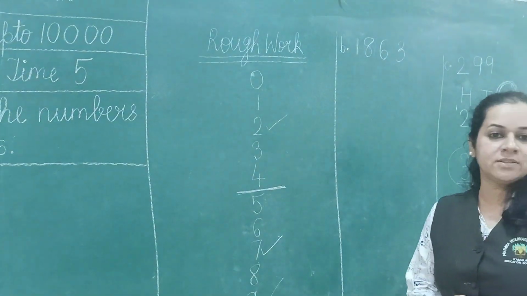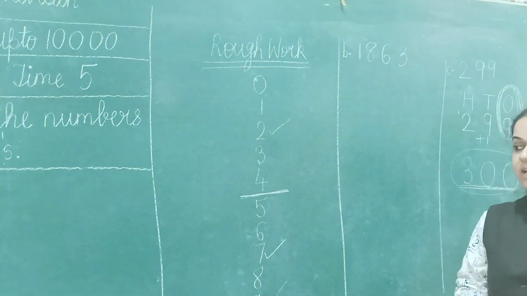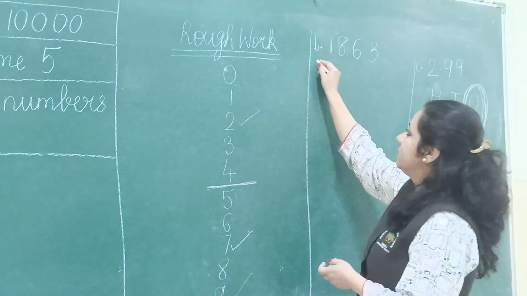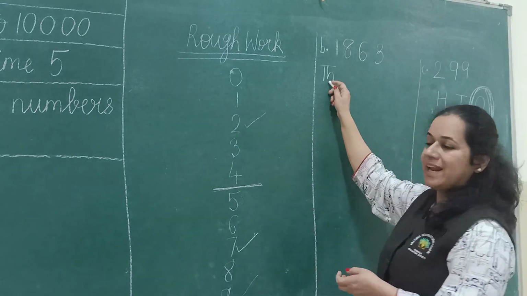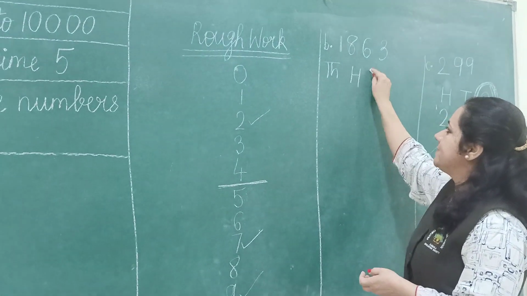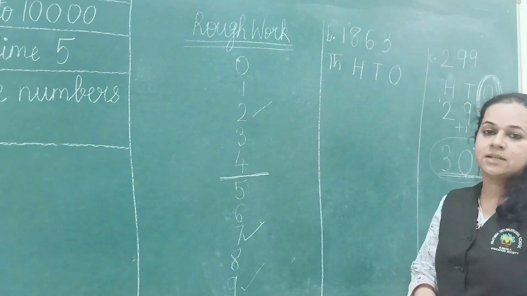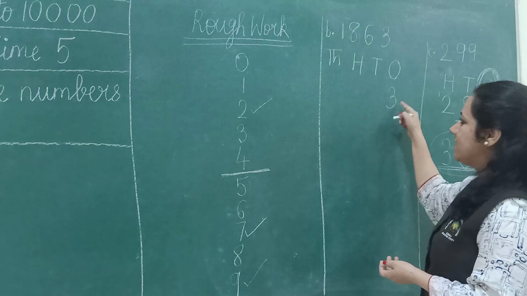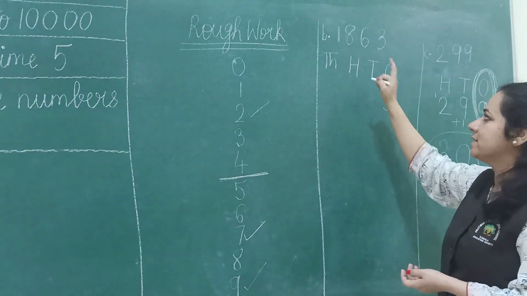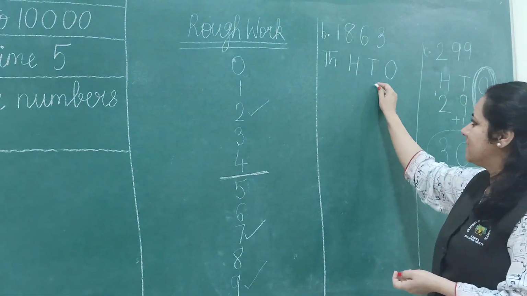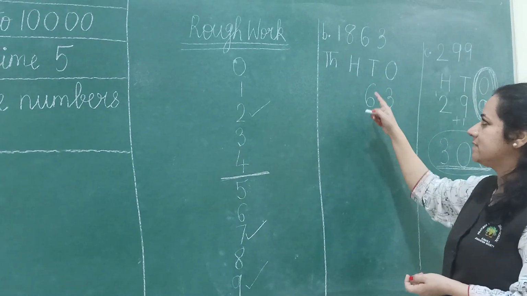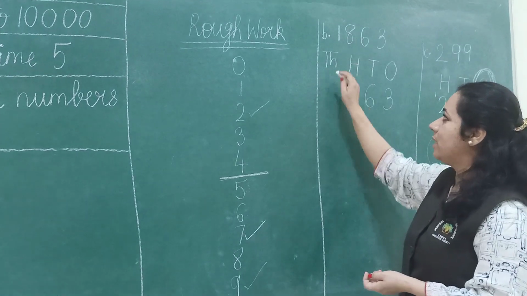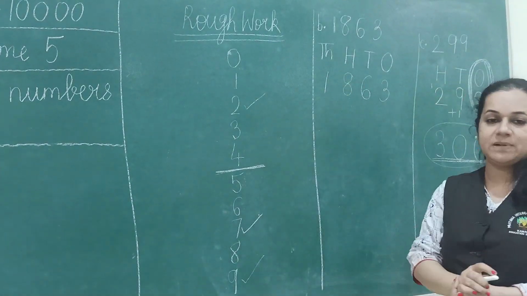What we will do first? First we will write the numbers, their place value, the number which is coming under which category. Now here are also 4 numbers, so we will write thousands, hundreds, tens and ones. Now 3 is coming in which category? 3 is coming in ones place. 6 is coming under tens place. 8 is coming under hundreds place. 1 is coming under thousands place.